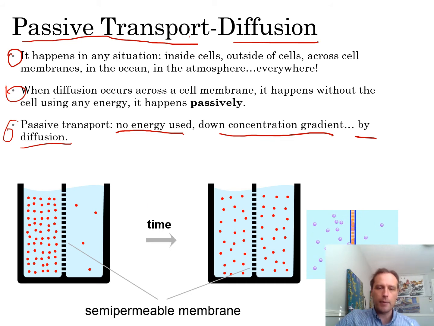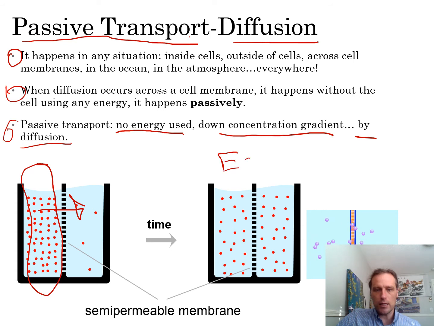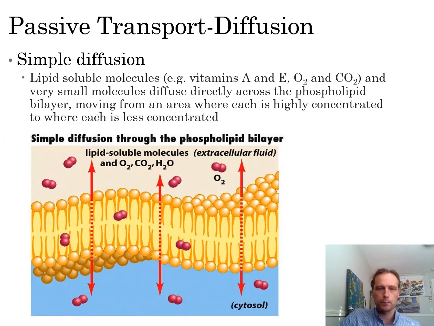This is just another diagram down here on the left showing you that if there's more molecules on the left, passive transport or diffusion across this membrane will result eventually in a net movement to the right and eventually in this state called equilibrium. I'm not going to write it out for you again.